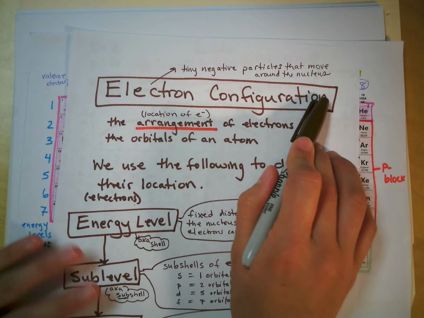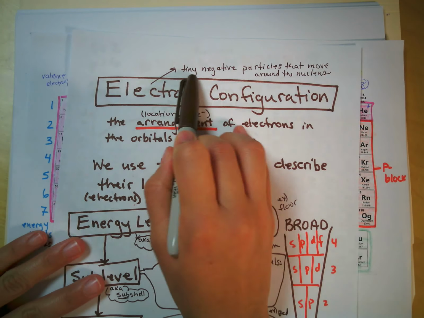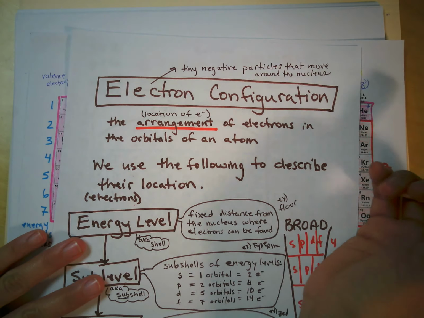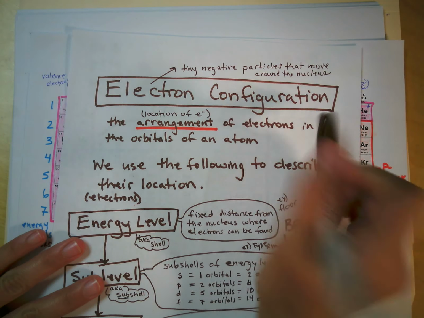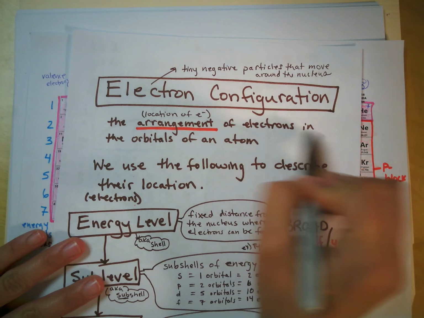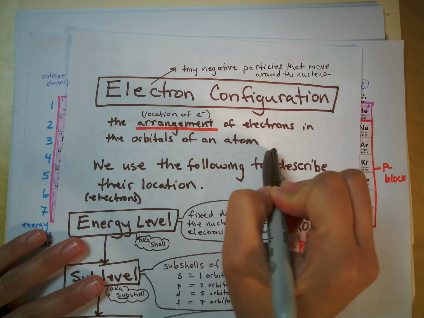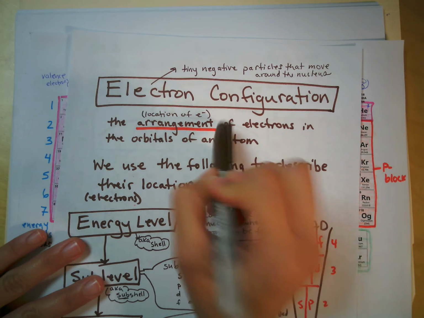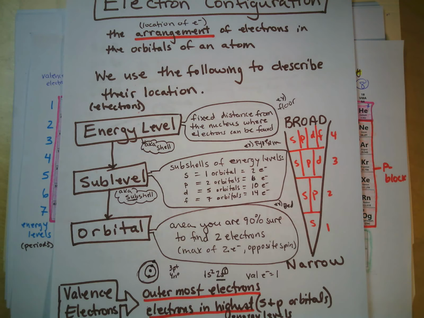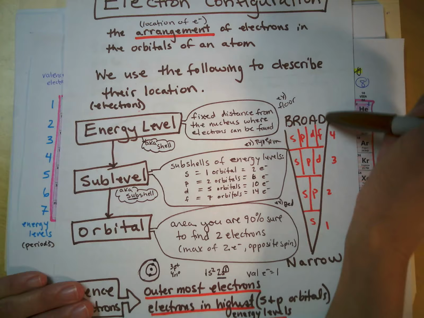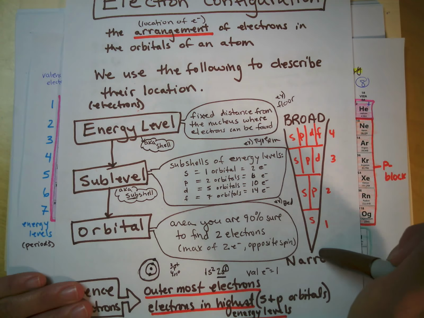I guess before we do that, just a quick reminder, electron configuration, we're looking at electrons, that tiny negative particle that moves around the nucleus. It has no mass and a negative charge. It is the arrangement of the electrons in the orbitals of an atom. So this helps us know where those electrons are located. We're going to use 3 ways to describe that location. We're going to go from broad down to more narrow and specific.